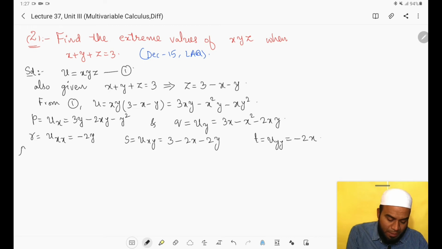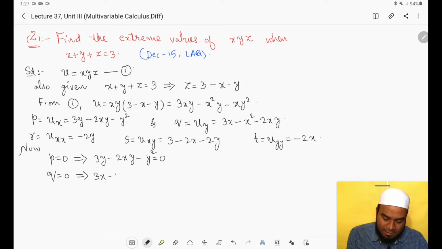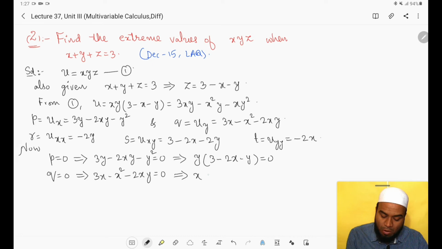Now we have to equate p to 0 and q to 0. So when we equate p equal to 0, what we will get? 3y minus 2xy minus y square equals to 0. And the same way, if we equate q to 0, then we will get 3x minus x square minus 2xy equals to 0. Now this can be written as, you take y common from this. When we take y common, what will remain? y(3 minus 2x minus y) equals to 0. The same way, you take x common here. When we take x common, x(3 minus x minus 2y) equals to 0.